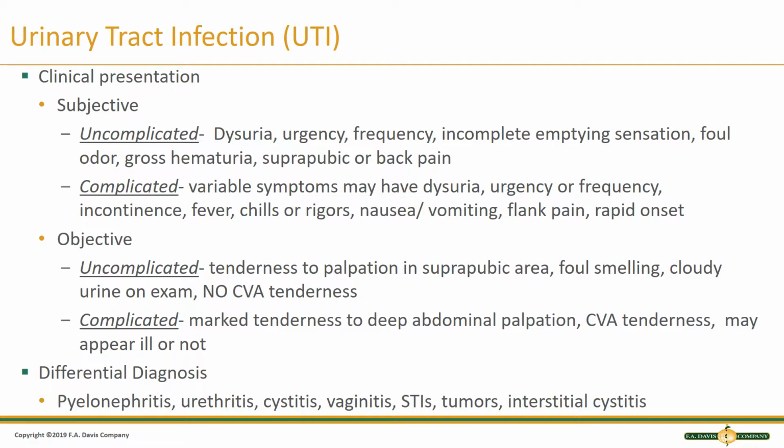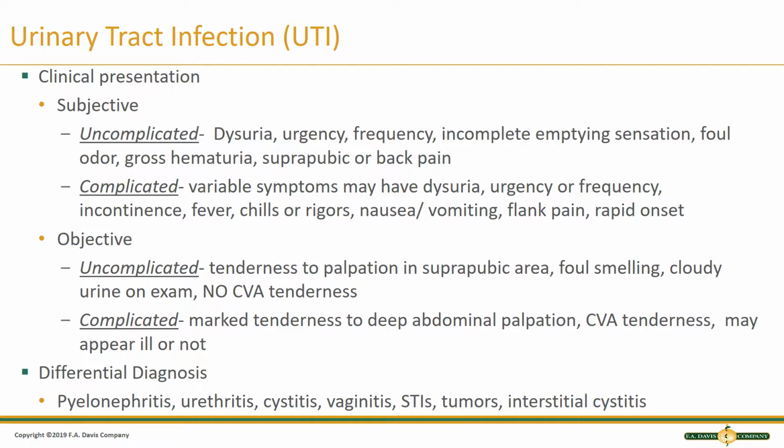When you're working with your patient, you want to make sure that you collect your subjective data. We talked about subjective data in your first PowerPoint. Is there any pain? How often are they urinating? Do they have this urgent need to feel like they need to go to the restroom and urinate? Do they feel like they're emptying their bladder? Does it smell bad, right? Do they see blood, obvious blood, in the commode after they've urinated? Are they having suprapubic or back pain, which is common?